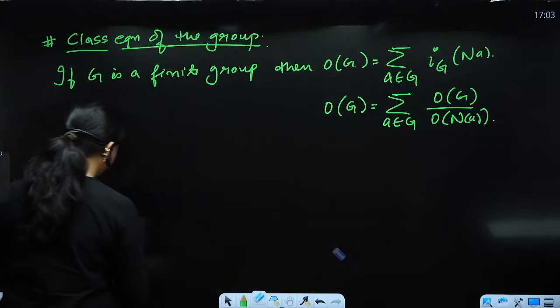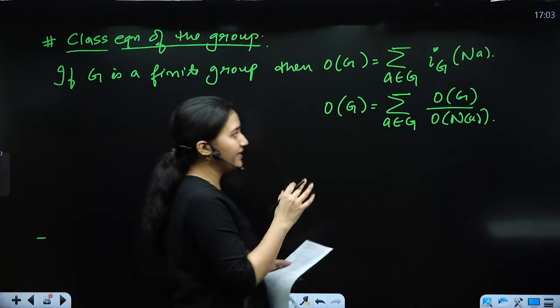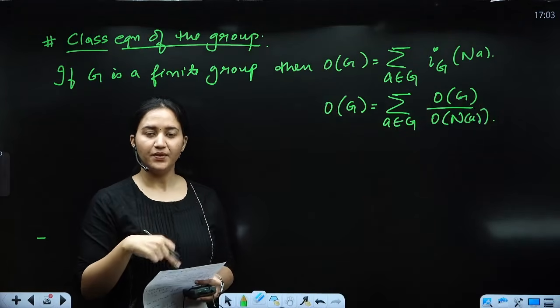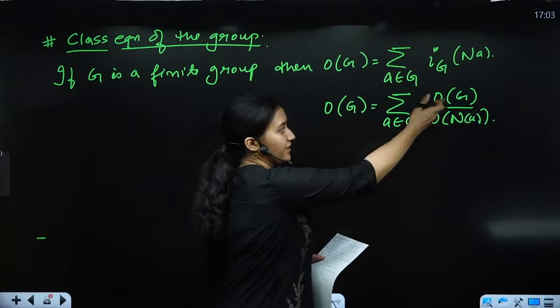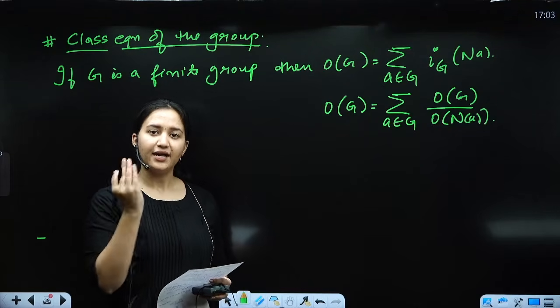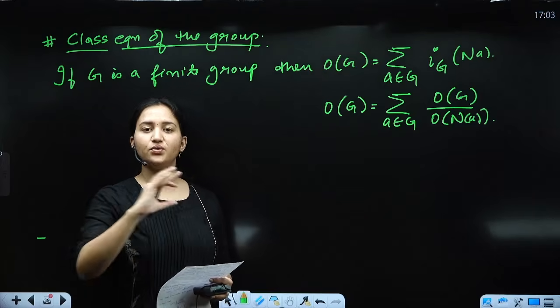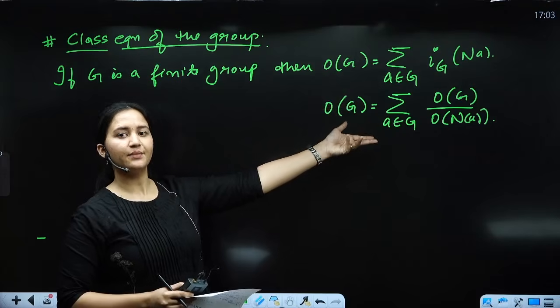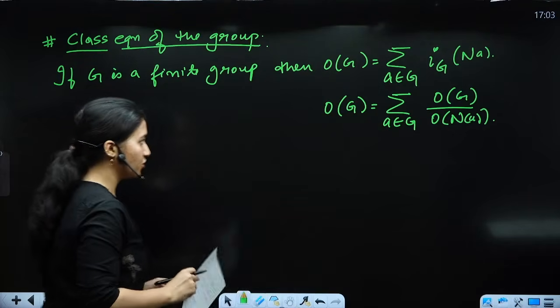Very simple proof. Tell me, for every A, what is this? If I remove the summation and take a single A, what is it? This is the order of the class of A, the conjugacy class of A, right? And what are conjugacy classes? Their union is equal to G, right? From that we will prove this. Okay, let's go.